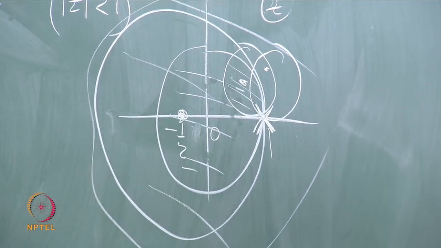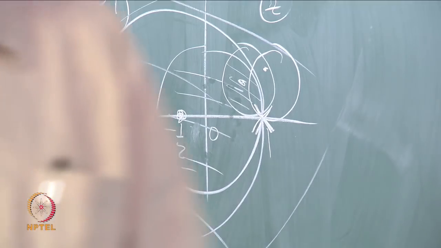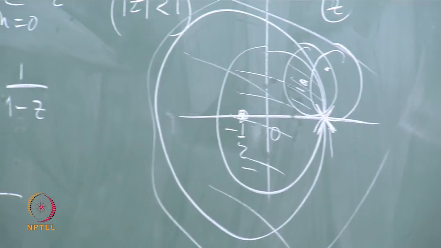So the lesson you have to learn is that a given analytic function may have an infinite number of representations, valid in different regions. Yeah. Can we have more than one singularity for such a function? Of course we can. Yeah, let me show that.